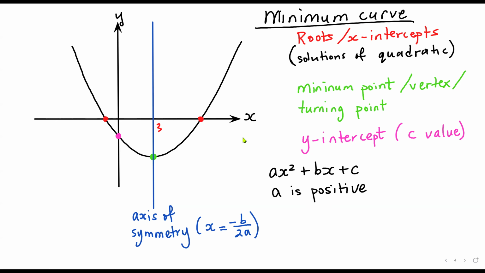Next, we looked at the minimum point, or vertex, or turning point as it is called. It is the lowest point on a minimum curve. The x value of the minimum point is also the equation of the axis of symmetry, which can be found by using the formula x equals minus b over 2a. The y-intercept, which is where the curve cuts the y-axis, is the c value in your quadratic expression or equation. That was the major features of the minimum curve.